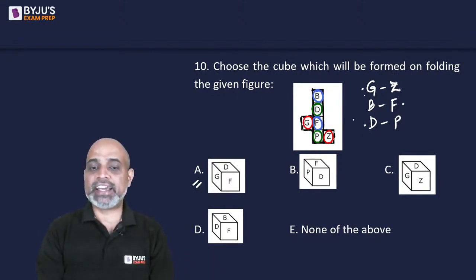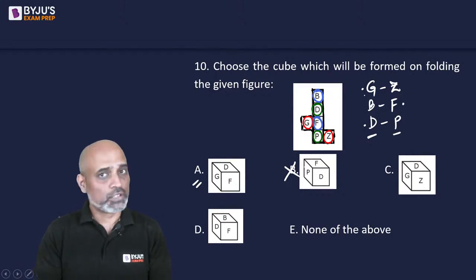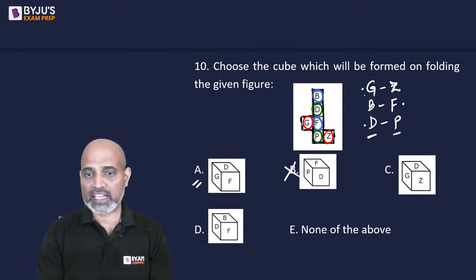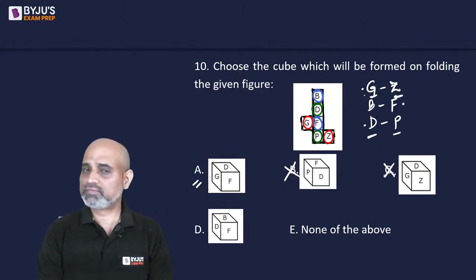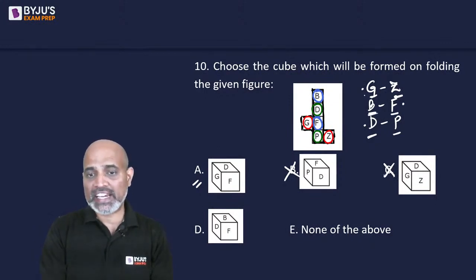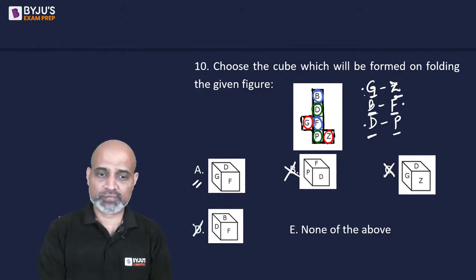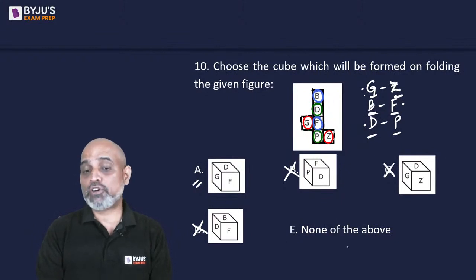Next one is PDF. PD साथ में कैसे दिख रहा है? ये तो opposite है. Not possible, no? Okay. Next one is GDZ. How come G and Z both are visible here simultaneously? Next one is BDF. How come B and F both are visible? So DFG is what we are going to have or none of the above.